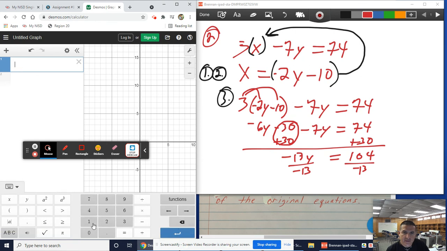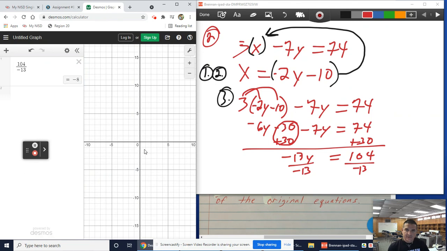It's 104 divided by negative 13. Negative 8. Okay? So I got y equals negative 8. That is half my answer.